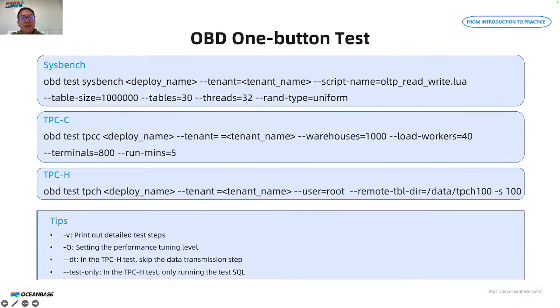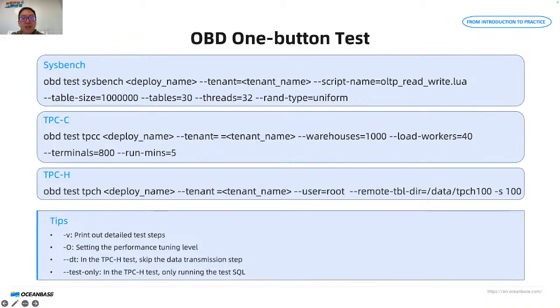For the TPCC test, warehouses indicates the number of warehouses, which affects the data volume. Load workers sets the concurrent data loading threads. Terminals sets the concurrent testing requests, and run minutes specifies the test duration. Adjust these parameters based on your machine's capability. For the first test, we use lower values to complete a full run-through, then increase as needed.